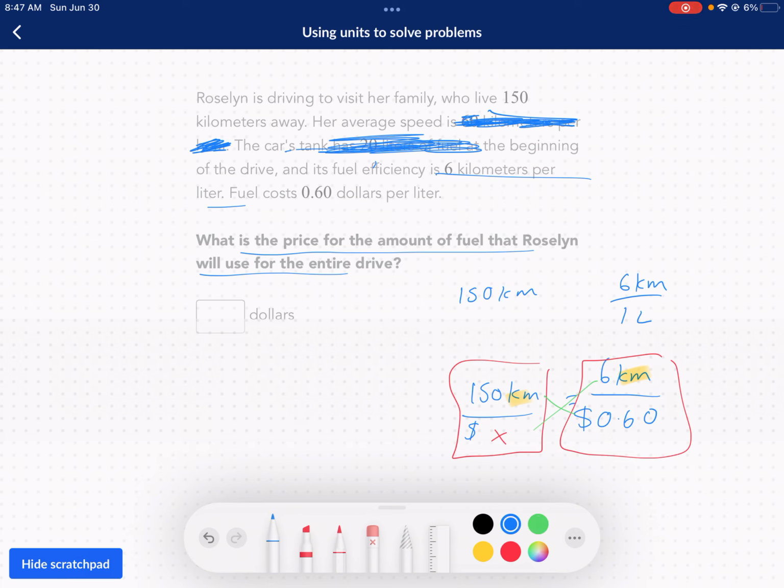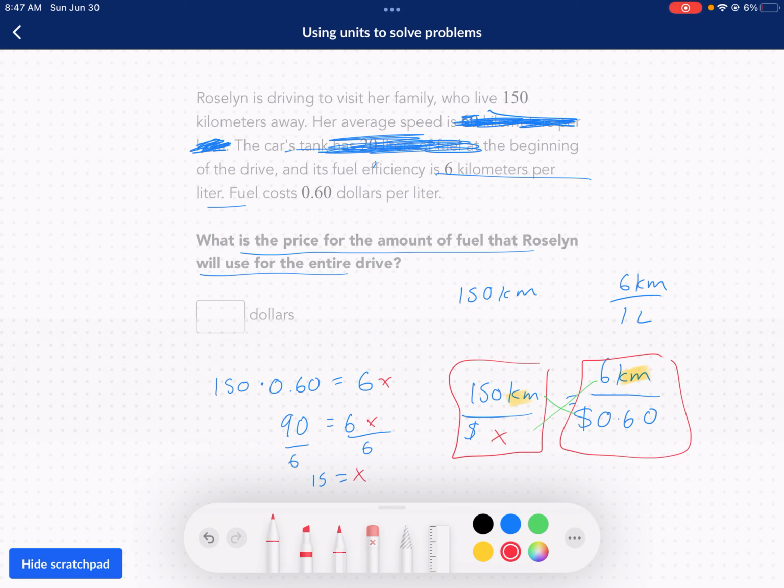So as we do it, we're going to do 150 times 0.60. We could just put 0.6, and this is going to be equal to 6x after I cross multiply. So let's simplify the left side here. I have 150 times 0.6, and I get 90 on the left side. So we get 90 equals 6x, like I said. We need to divide by 6 to solve for x. So we do 90 divided by 6. That should give me 15, and it does.